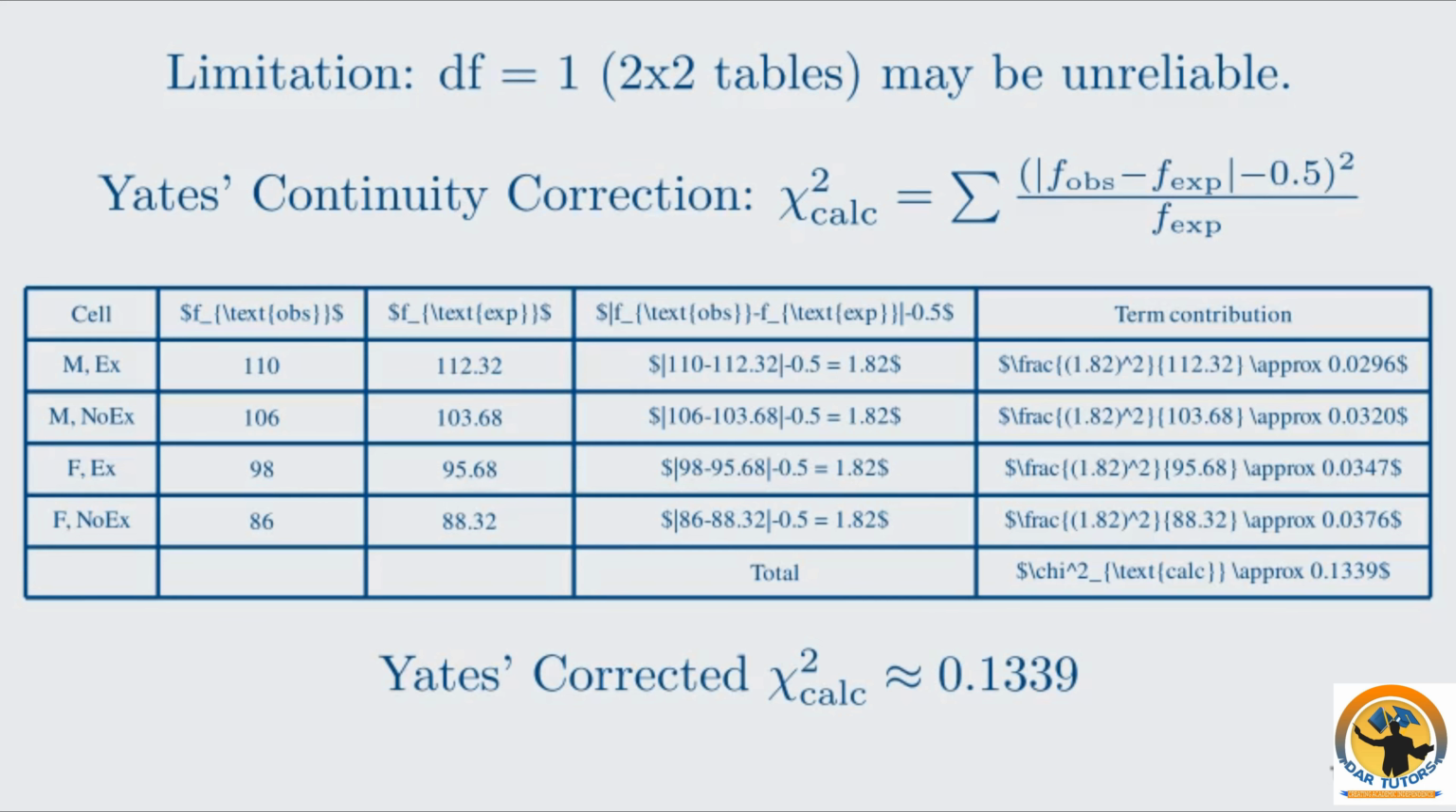As expected, this is smaller than our original value of 0.217. This correction is essential for 2-by-2 tables to ensure a statistically sound conclusion. So far, we've used the p-value method. Another common approach to hypothesis testing is the critical value method. Our objective is to learn this alternative method.